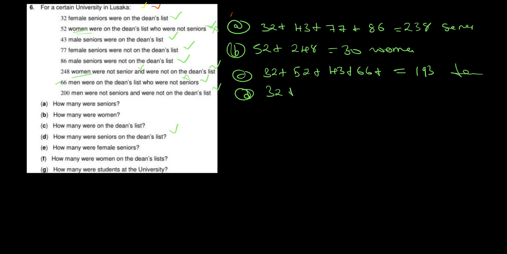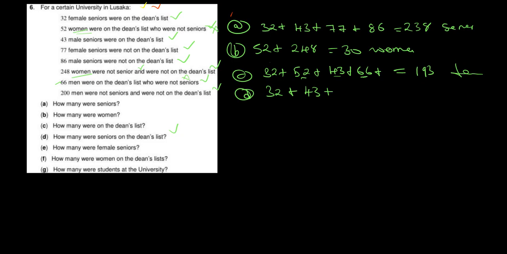Plus what about these 52? Were they seniors? Women were on the dean's list who were not seniors, so they were not seniors. What about these 43? 43 male seniors were on the dean's list, so we are putting now 43. Then let's go to this 66, because those were on the dean's list. We want to see if they were seniors. 66 men were on the dean's list who were not seniors.